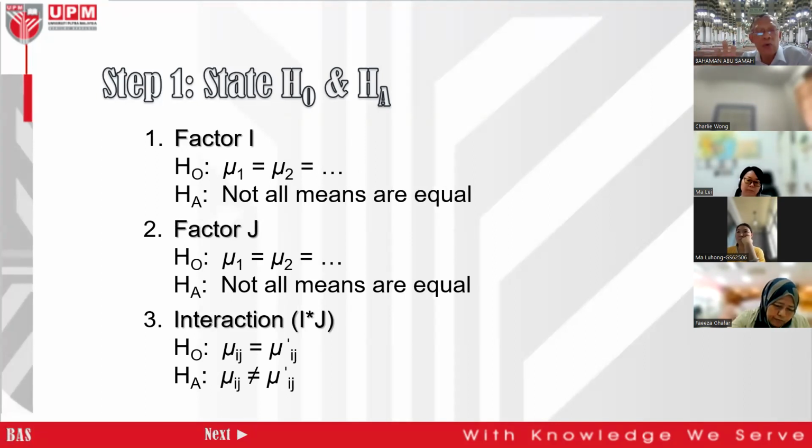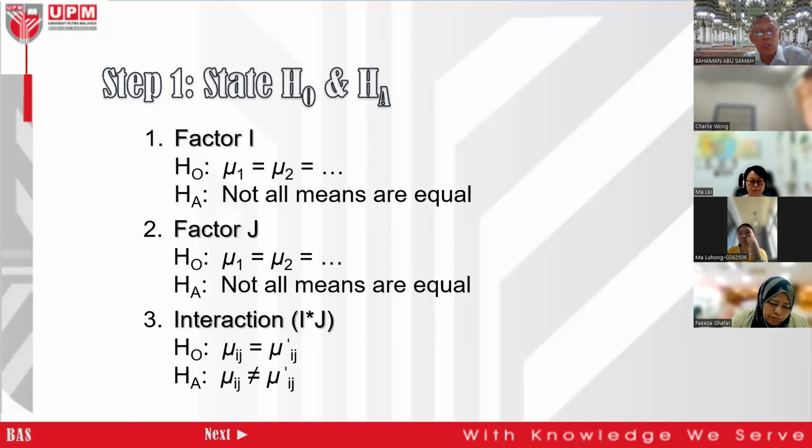For factor 2, we have the same format for the null and alternative hypothesis. H0, mu1 equal mu2 equal mu3, dot dot. And then the alternative hypothesis, not all means are equal. That will be the 2 factors.